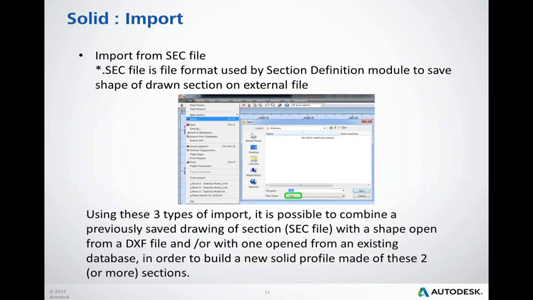Section shape can be also imported from Robot native section file. Sec file is a file format used by section definition module to save shape of drawn section on external file. Using these three types, it's possible to combine previously saved drawings sections in order to build a new solid profile.